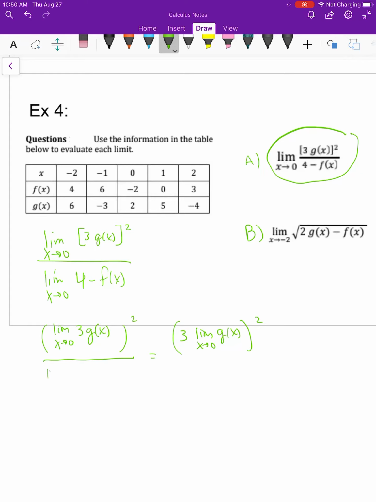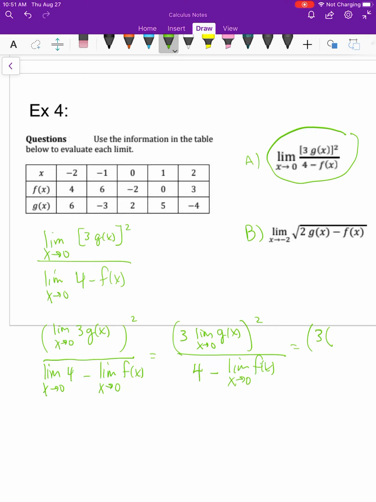The denominator can just be split up. Limit as x goes to 0 of 4 minus limit as x goes to 0 of f of x. And so the limit of a constant is the constant. So that's 4 minus, and then now we're going to have to put in whatever that limit as x goes to 0 of f of x is.